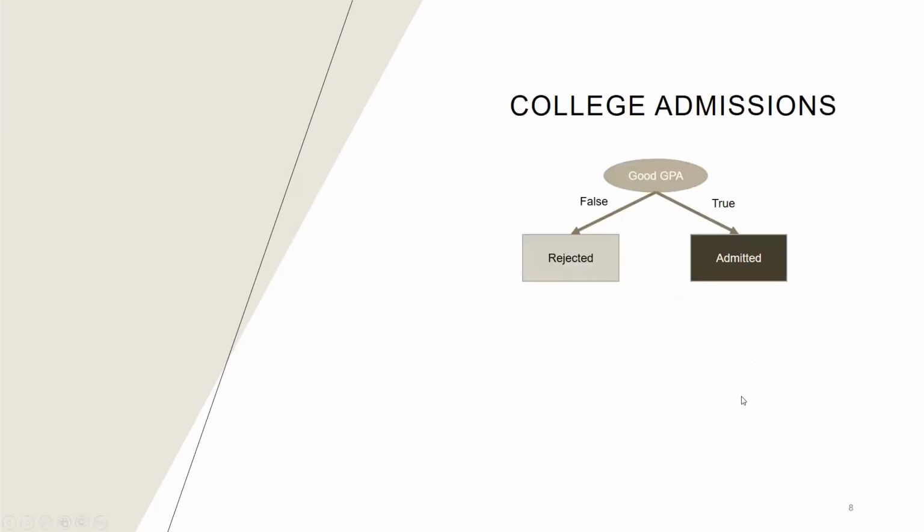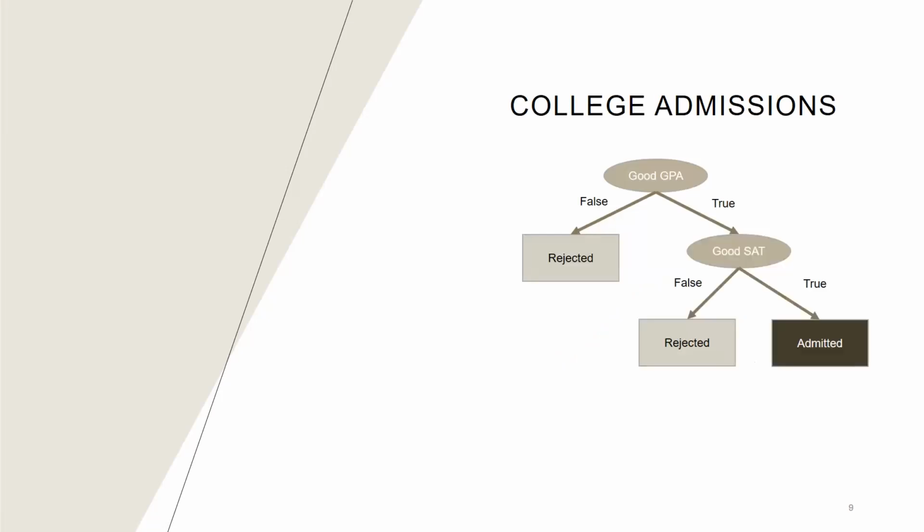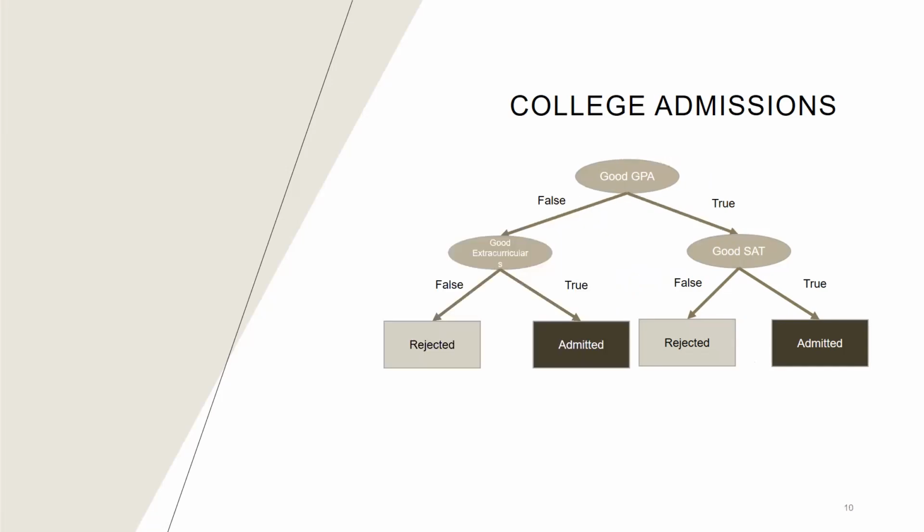All right, so let's make this a little bit more advanced. Let's say instead of just a good GPA, if you have a good GPA, then you have to go see if you have a good SAT score. And if both of those are true, then you would get admitted to the school. If either the GPA or the SAT is not good, you get rejected. And we can keep complicating this even more, keep adding these different nodes here, which are our decision nodes. They each have their own conditions.